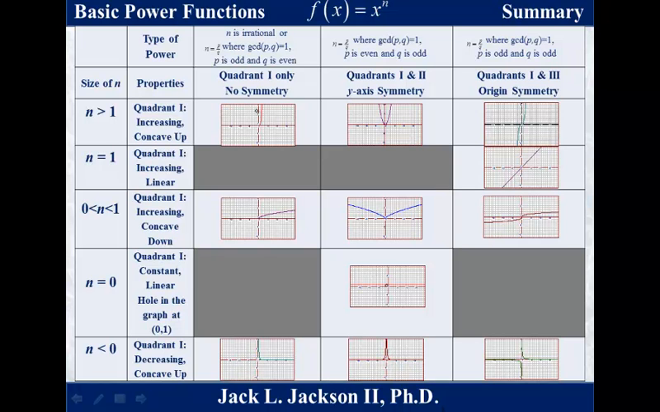Now, all of these in this first column here, quadrant 1 only, have no symmetry. That's where the power is irrational, or it's an odd over even rational number power, and those are quadrant 1 only. So that's all you get, the quadrant 1. Whereas these where you have an even over an odd power, then you get a reflected image here. So whatever the first quadrant looks like, reflected over, and so notice you see reflections here in all 4 of these cases.